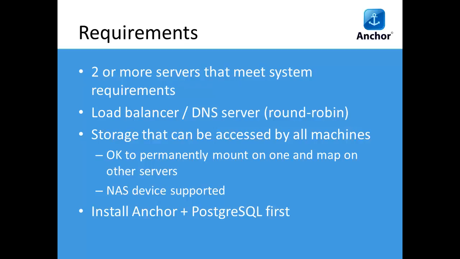And the last requirement is that you must install Anchor on the server where you want to have PostgreSQL on first. So if you know that there's a specific machine you would like to have the PostgreSQL database installed on, you must install Anchor there first. And we'll walk you through that. Just keep in mind that all of the dependencies, Anchor, PostgreSQL, and Apache, all come in one server installer. You do not need to download the dependencies separately.